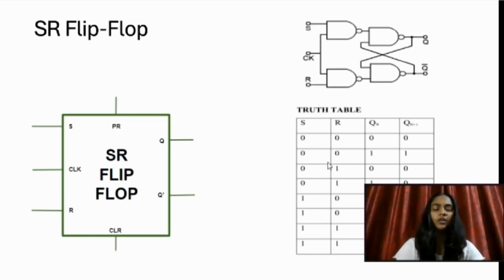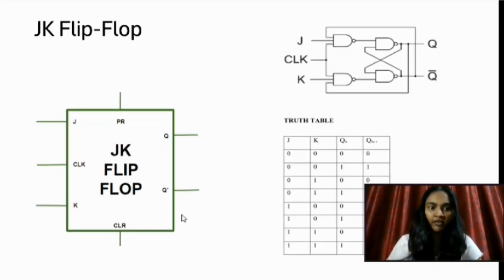Case 3, PR equals 1 and CLR equals 0. This is used when Q dash is set to 1. We have the last case, case 4, when PR equals CLR equals 0. This is an invalid state. Next we have the JK flip-flop.